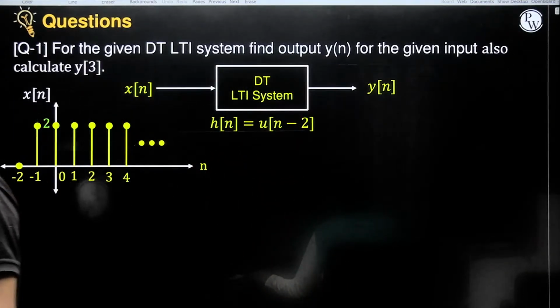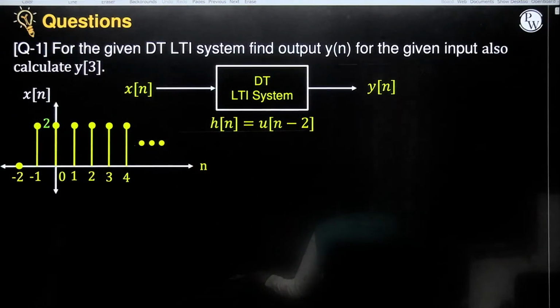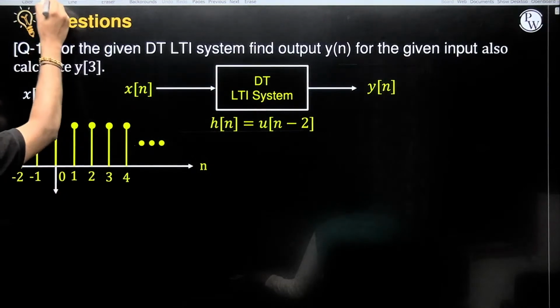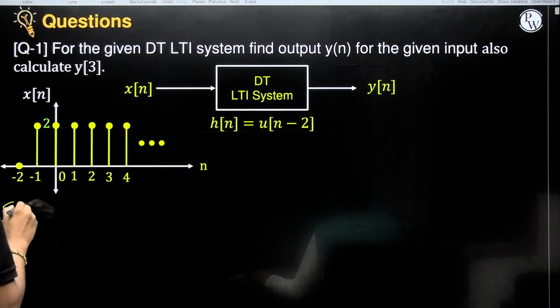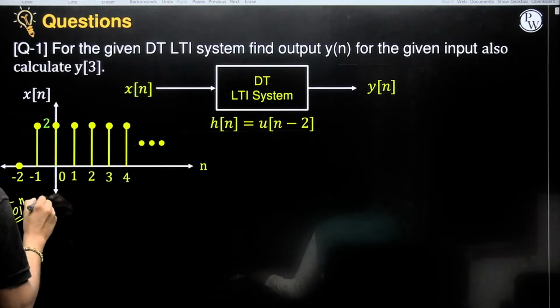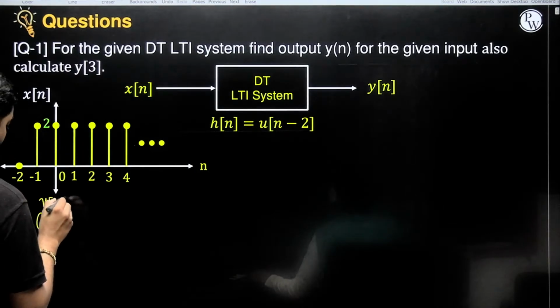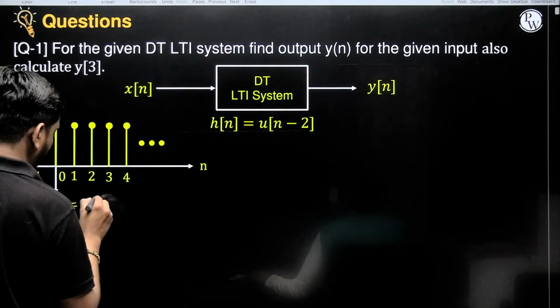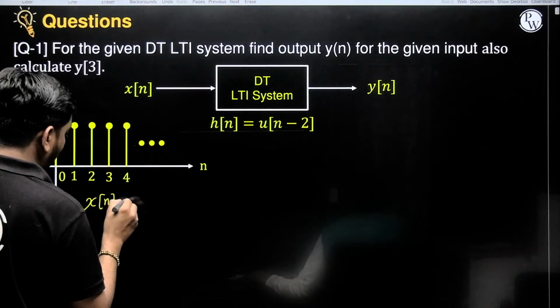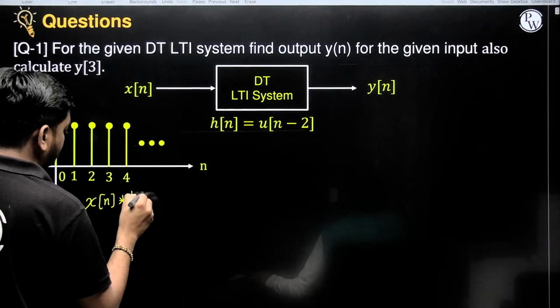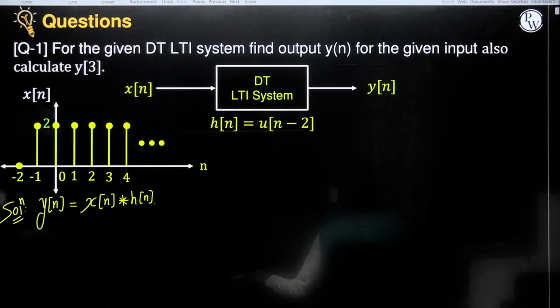So try this question yourself. How to find the output? We know that the output y of n is nothing but x of n convolution h of n, x of n convolution with h of n.